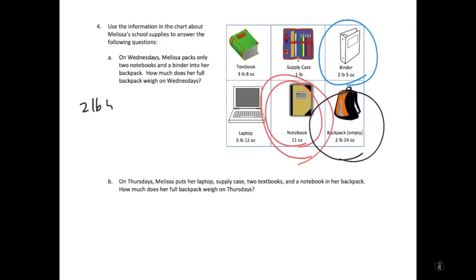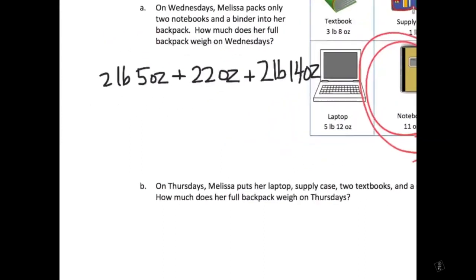The binder is 2 pounds, 5 ounces. And each notebook is 11 ounces, so if we're going to have 2 of them, that's going to be 22 ounces. And then lastly, we have the backpack, which is 2 pounds, 14 ounces. And there we go. So now we have to add them all together.